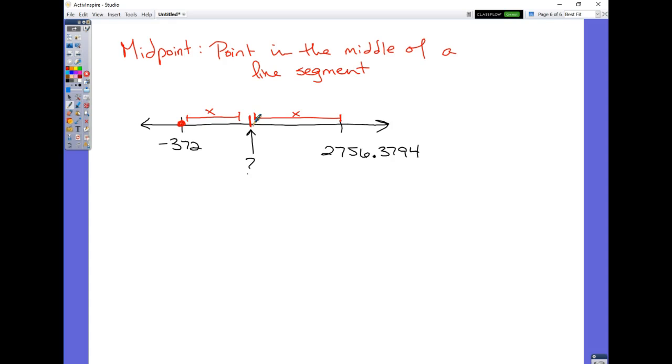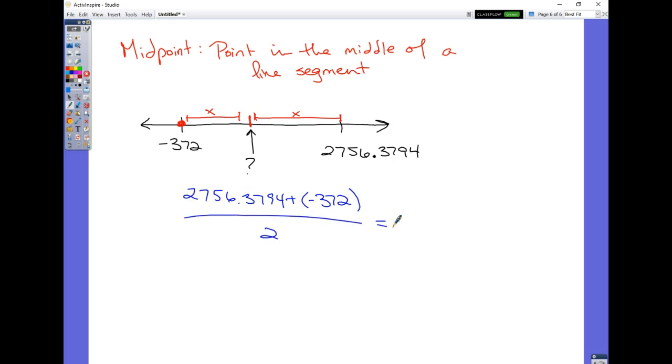So how do we do that? Fairly simple concept. Essentially what it comes down to is finding an average location. Lines are interesting in that we like to use averages a lot in them. To find the average location, we add up all the pieces and divide by the number of pieces that we had. In this case, we had 2 pieces: 2,756.3794 plus negative 372, and we divide that by 2.